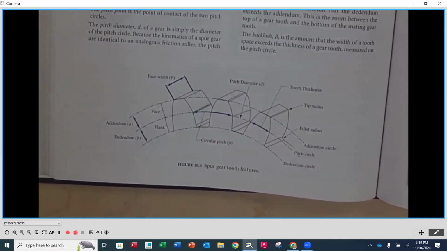The face width is going to be, since we have engagement on that pitch circle, this line right here, the thickness of the teeth. The face width is where we distribute our forces over. The wider that face width is, the less stress those teeth are going to see.